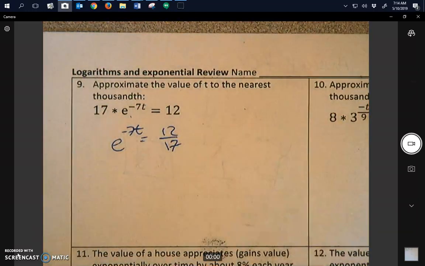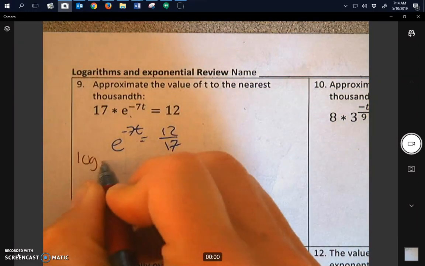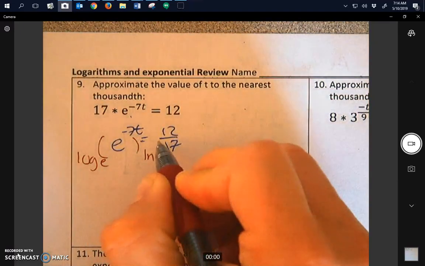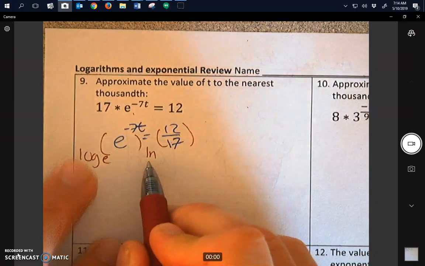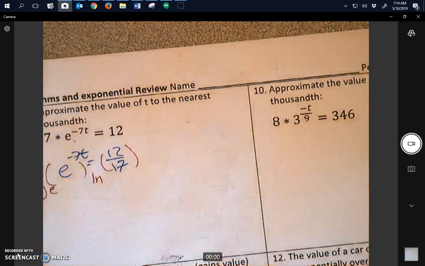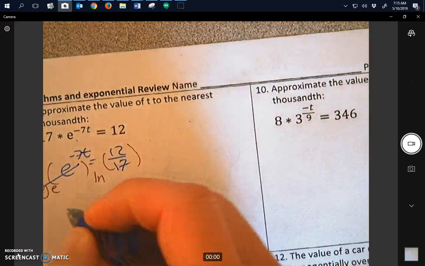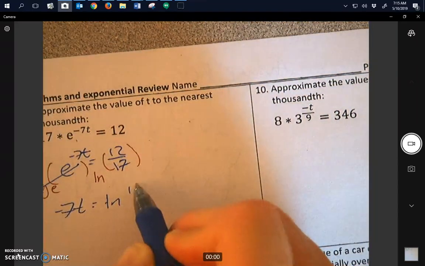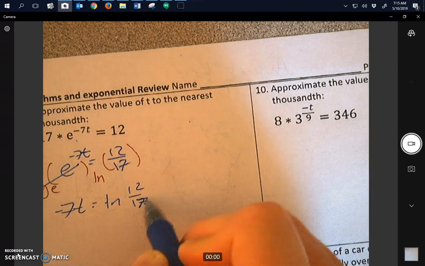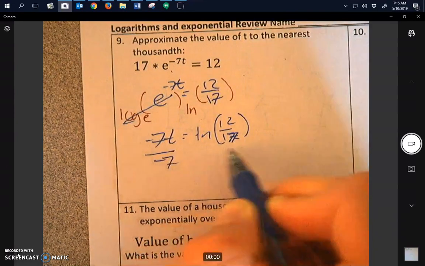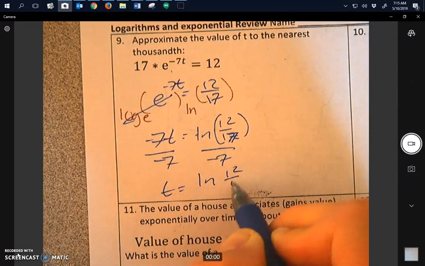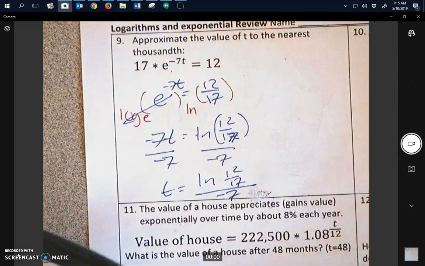Then we need to take log base e, which can also be rewritten as ln. Remember, these are the exact same thing. So this side crosses off. We get negative 7t is equal to ln of 12 over 17. And then we're going to divide both sides by negative 7. So we get t is equal to ln of 12 over 17, all over negative 7.